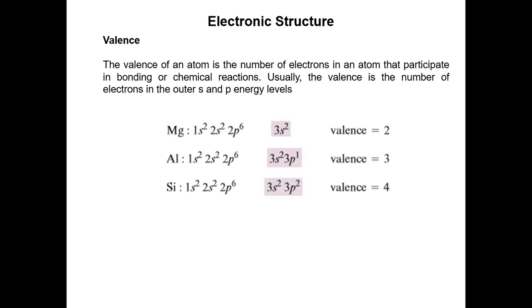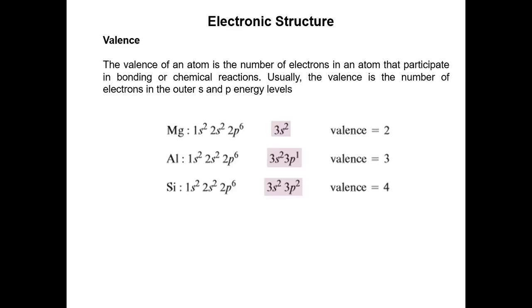What is the valence? The valence of an atom is the number of electrons in an atom that participate in bonding or chemical reactions. Usually, the valence is the number of electrons in the outer S and P energy levels.